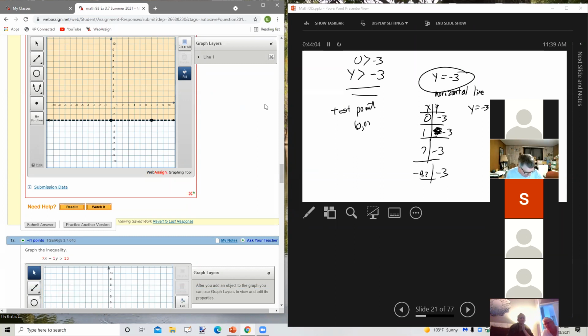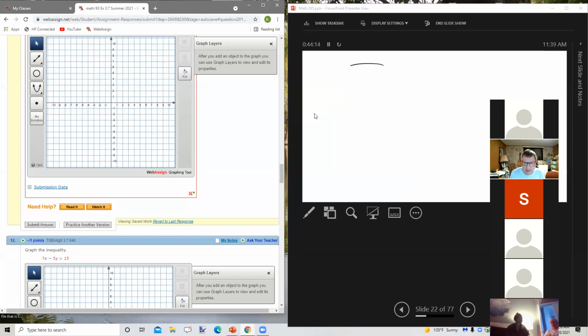Okay, I want to look at one more example, and then we're going to take a 5-minute break, and then we'll go on and look at section 4.5. So we're going to clear that, and we're going to look at x greater than or equal to -4. Okay. So let's look at the related equation, which would be x equals -4.